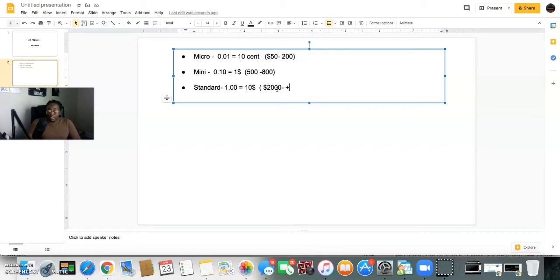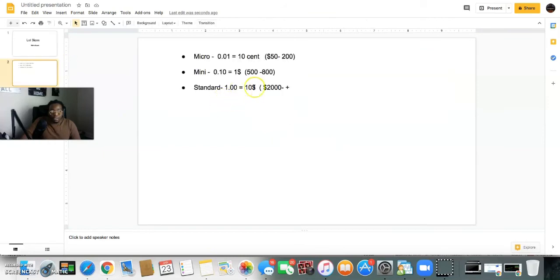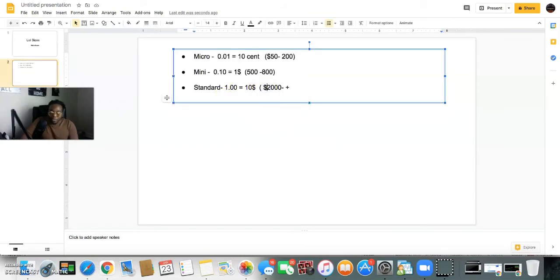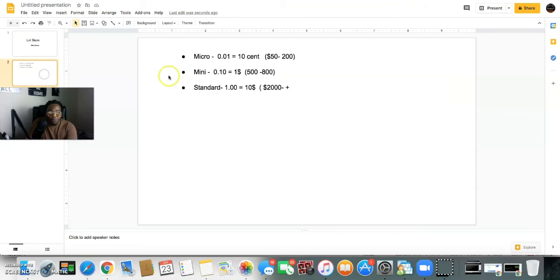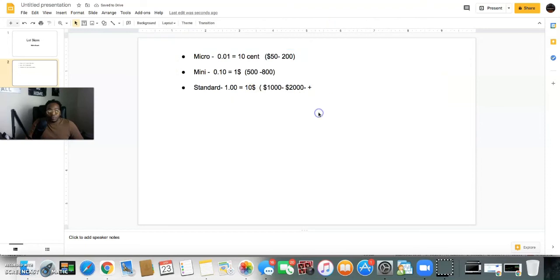All right. So with a 1,000, let's change this, y'all. It could be 1,000, but you just got to know what you're doing. So let's change this to 1,000 to 2,000 plus for a standard lot. And of course, you can use different things like here 0.01. You can go all the way up to 90 cent.